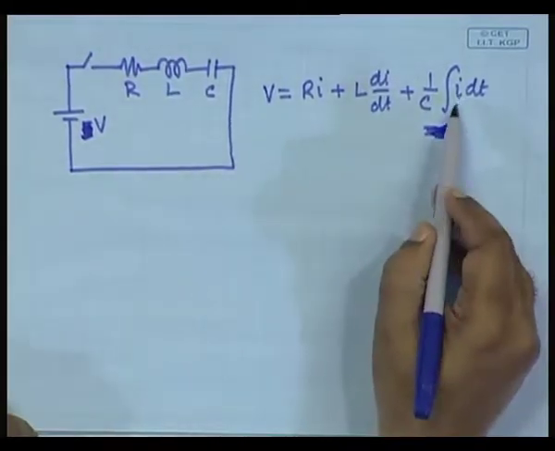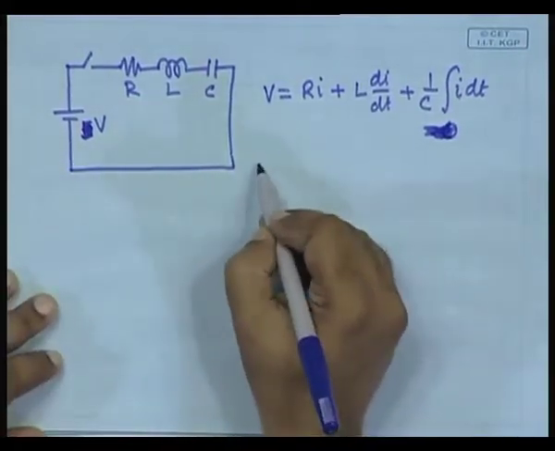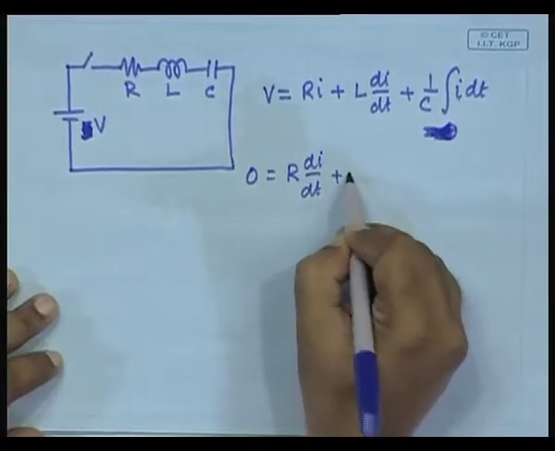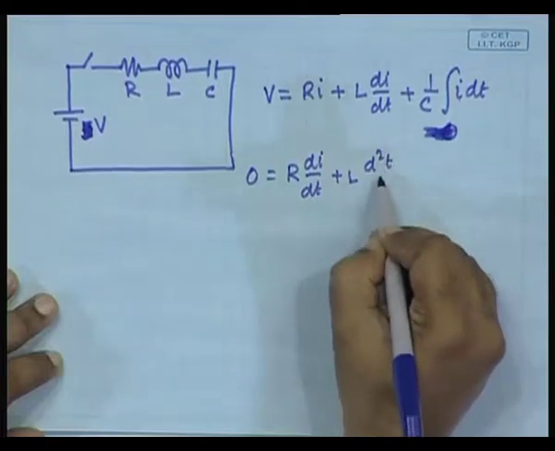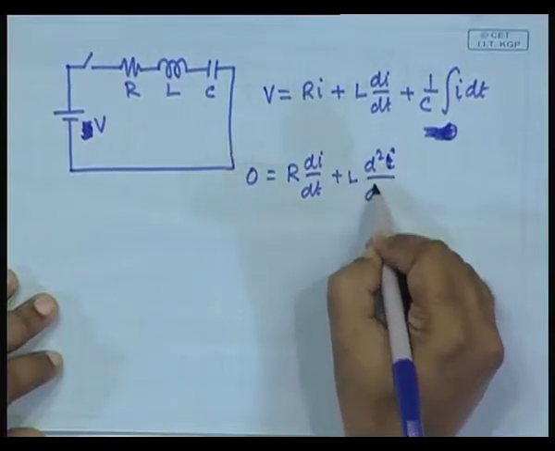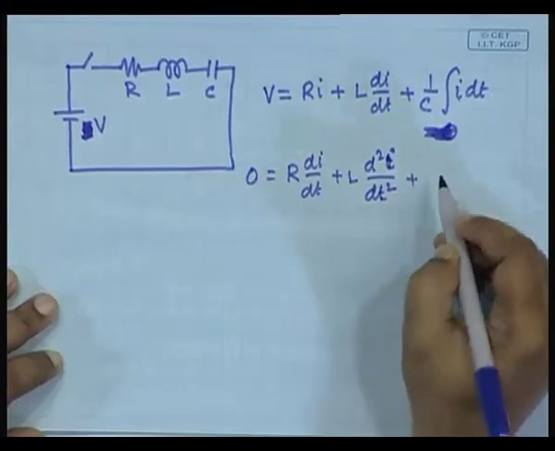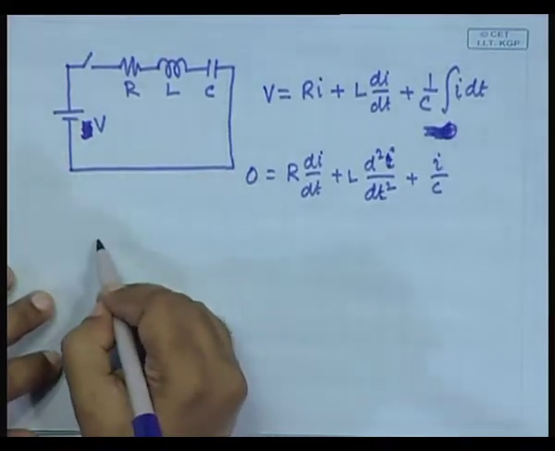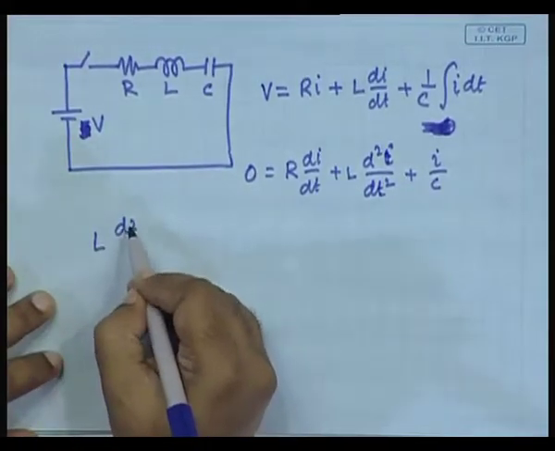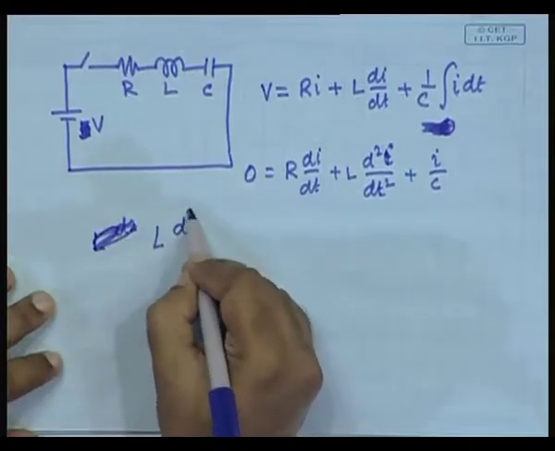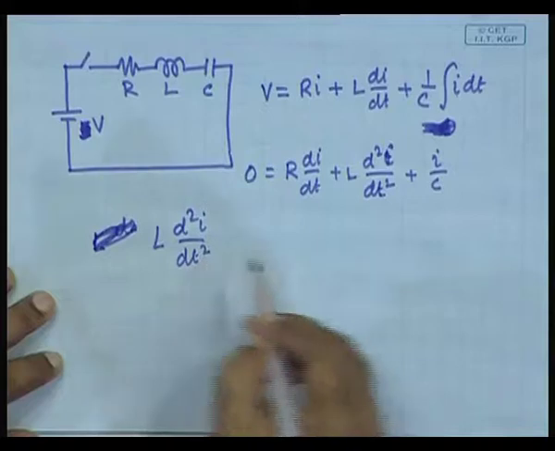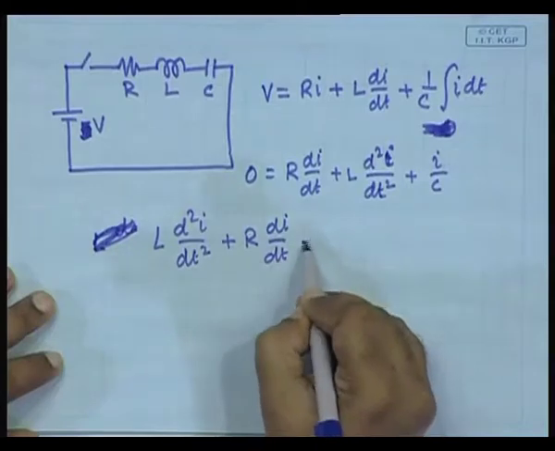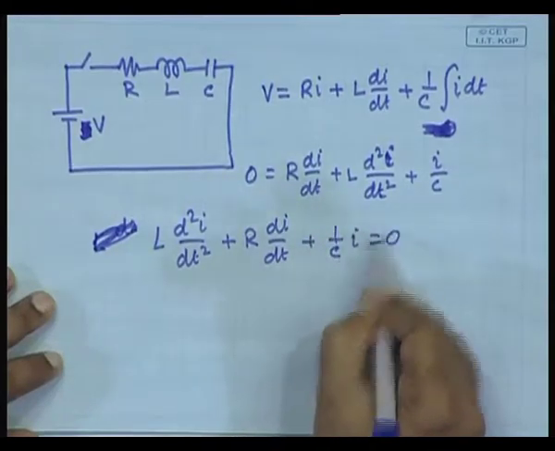This integral is problematic. So, let us differentiate it through. You have 0 is equal to R d I dt plus L d2I dt2 plus I by C. Okay. So, you have L d2I dt2 plus R dI dt plus 1 by C I is equal to 0.